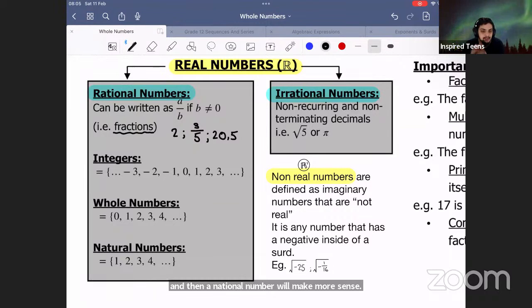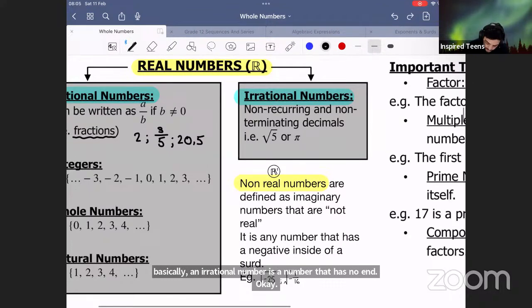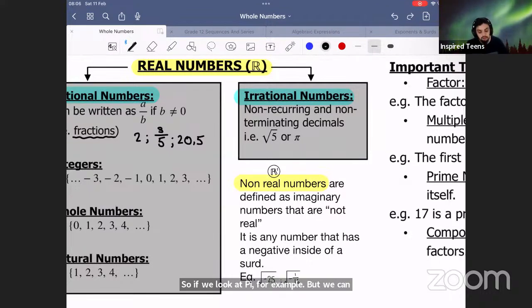An irrational number is a non-recurring or non-terminating decimal. Basically an irrational number is a number that has no end. If we look at pi, for example, or we can start off with root 5. If you take root 5 and you input it in your calculator and you say equal to, you are going to get a decimal. Root 5 is going to give you 2,236067977 and so on. So this number goes on till forever.